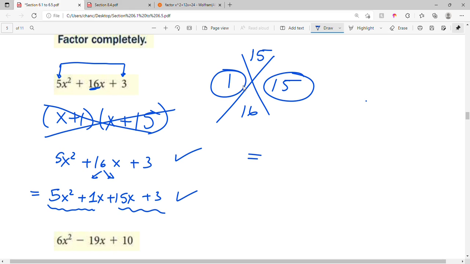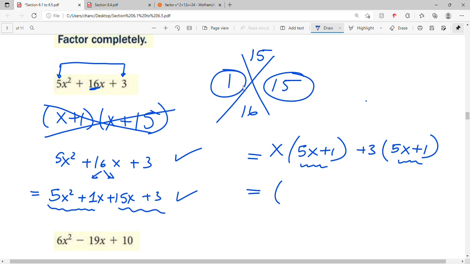If you look at the first 2 terms, they have a common factor of x. We'll factor out the x, leaving us 5x plus 1. For the second 2, they have a common factor of 3. That again leaves us with 5x plus 1. Since 5x plus 1 appears twice, I know I did this problem right, and so we can factor out 5x plus 1 to the front, leaving us with x plus 3 left over. And this is our factored form.